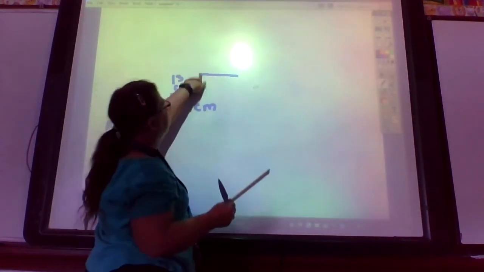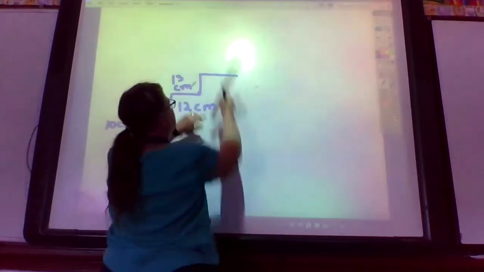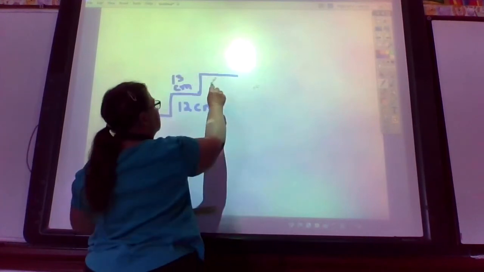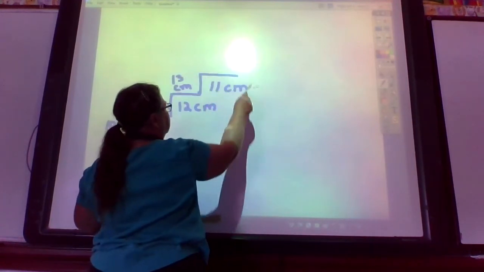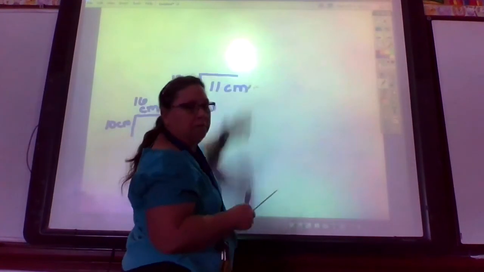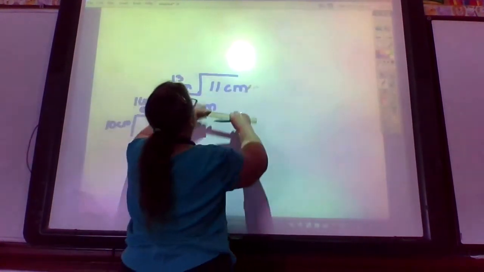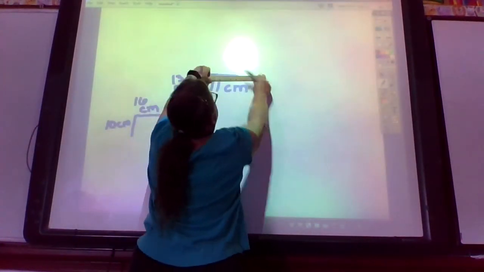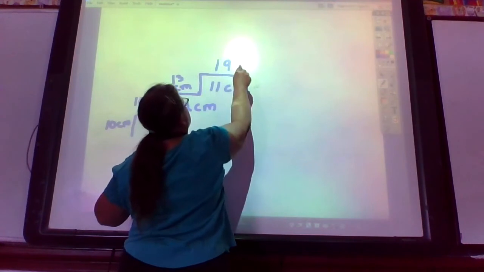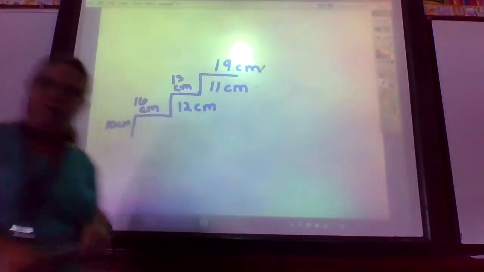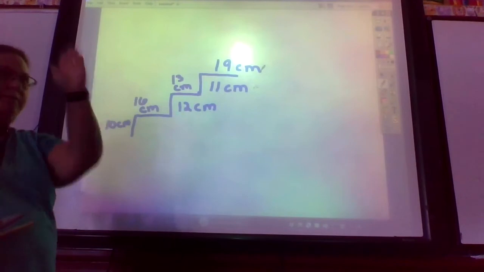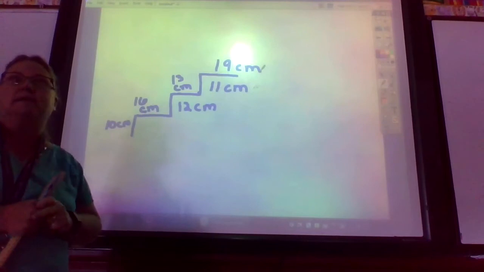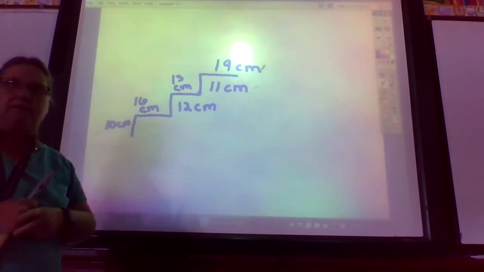Now I've got to go up again. I've got to measure going up. So I'm going to start at my end point. And this one is 11 centimeters. And I got to go one more over to get on my landing. I'm going to start again right here on the end, to the end. And this one is 19 centimeters. So I've measured the steps going up, but that still does not tell me how much carpet I need to buy. I still got to add it all together.